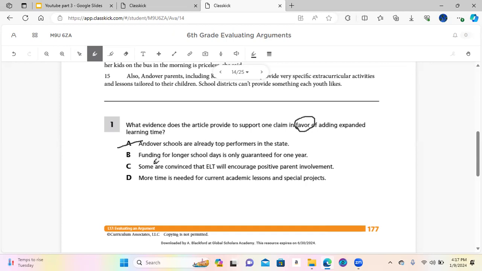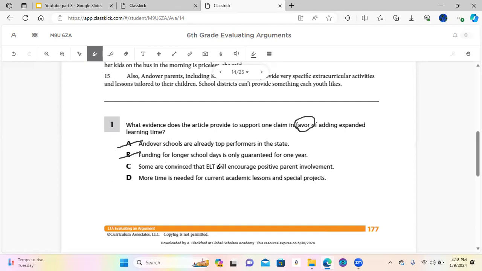So B, funding for longer school days is only guaranteed for 1 year. Was that evidence used to support one claim that is in favor of ELT? No, that also was opposing ELT. So that was one evidence that was used to oppose it rather than being in favor of it. So let's look at C. Is C correct?